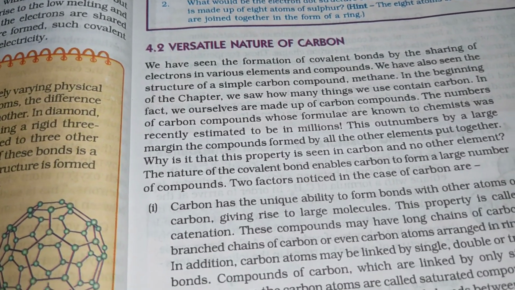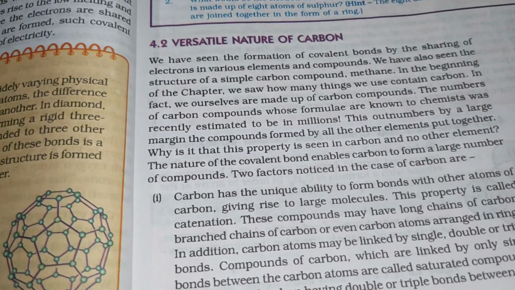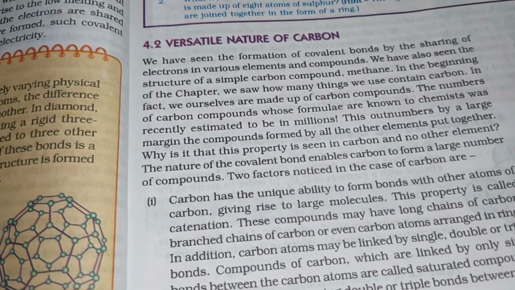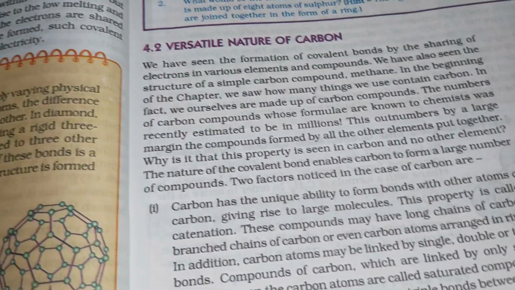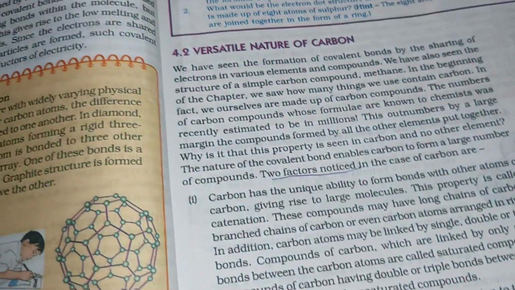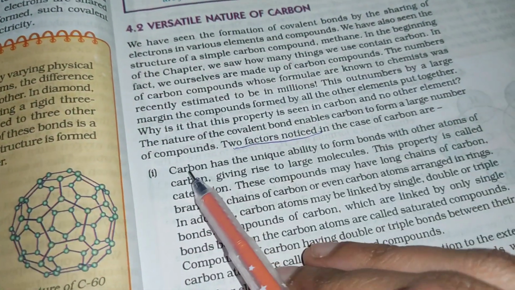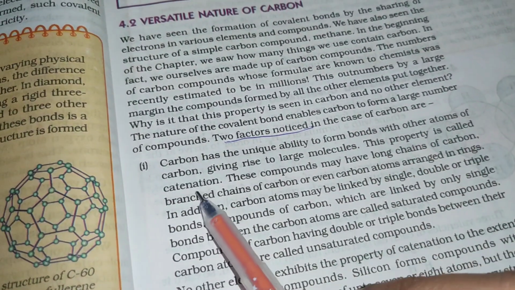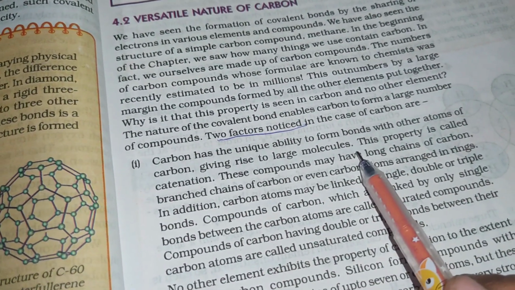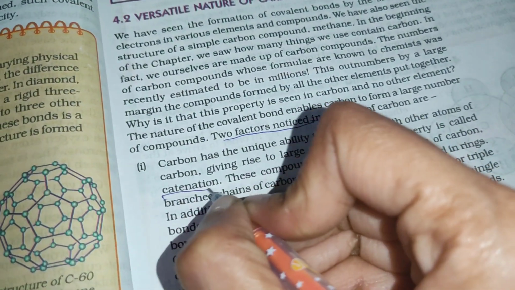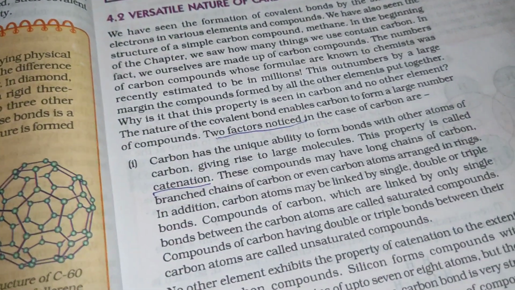What is the unique, special property so that carbon is making so many compounds? There are two factors which make this unique ability of carbon to form compounds. What are the two factors? The first one is that carbon has a unique ability to form bonds with other atoms of carbon, giving rise to large molecules. This property is called catenation. So the first property is catenation.